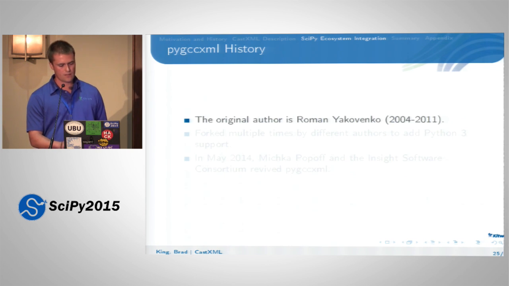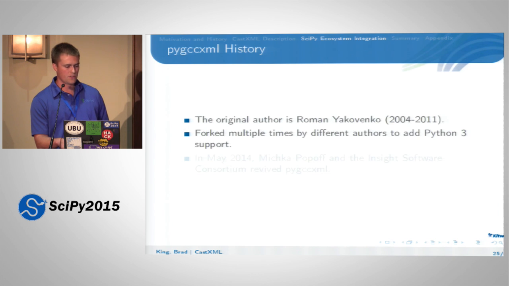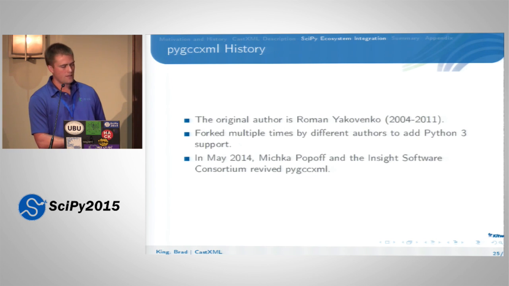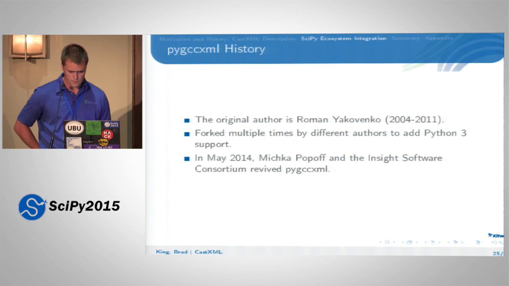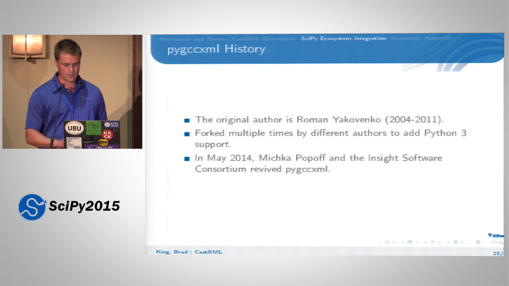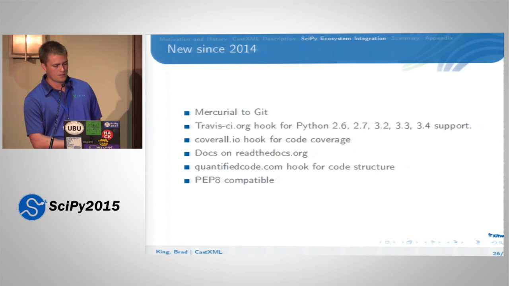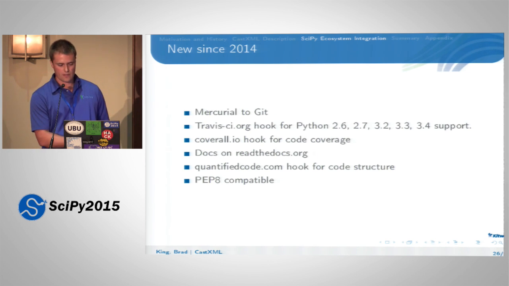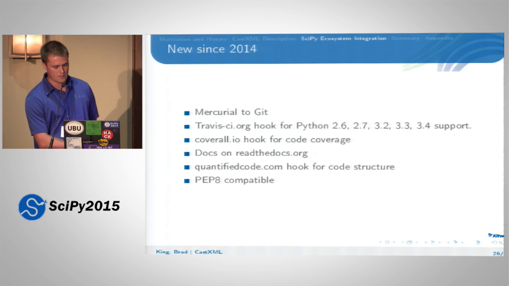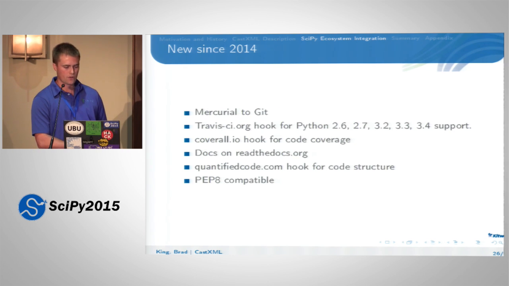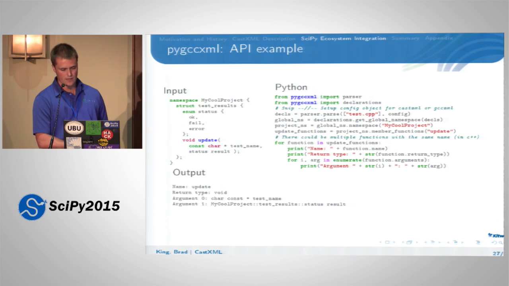And this project's been around for a while, from 2004, and multiple people forked it, tried to add Python 3 support, but recently, one of these very nice community members came from the community and started maintaining it, updating it, revived it, adding the Python 3 support, and getting it working with CastXML. So things that have happened with it: it's moved to Git, and it's working with all the current Python and CPython implementations, and getting good code coverage, good documentation, good code structure, and making it PEP8. So it's been cleaned up and is alive.